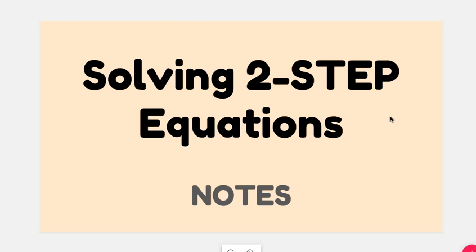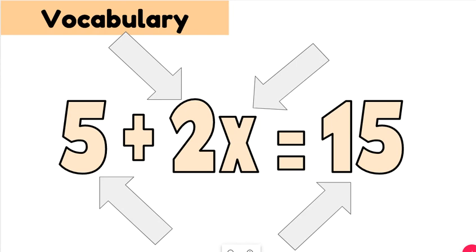All right, now we're going to take a look at solving two-step equations. Do a little vocabulary review so that when I identify different parts of the equation, you know what I'm talking about. So we have our equation 5 plus 2x equals 15.